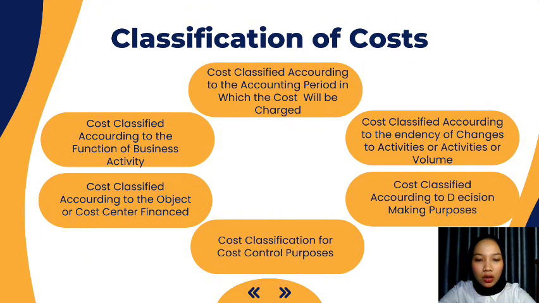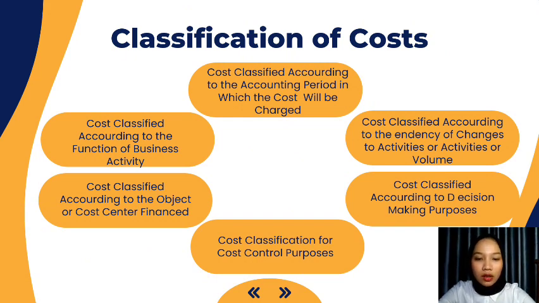The classification of costs related to when the expenditure will become a cost is as follows. 1. Capital expenditure, and 2. Income expenditure. Third, cost classified according to the tendency of change to activities. The classification of cost according to the tendency of cost change to activities can be grouped into 1. Fixed costs, which have the following characteristics: B. Variable costs, and C. Semi-variable costs.